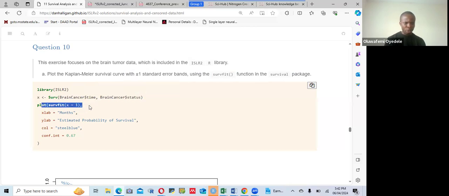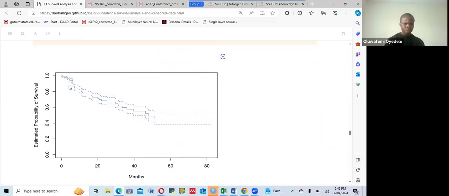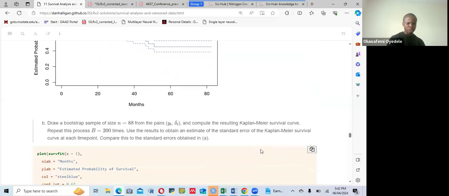They use the plot function, where we have x explained by nothing, where we have 1. They set the x-axis label, the y-axis label, and the color should be blue. The confidence interval is set to 0.67. So this is it. We have the survival curve and the confidence interval, which we specify as 0.67.